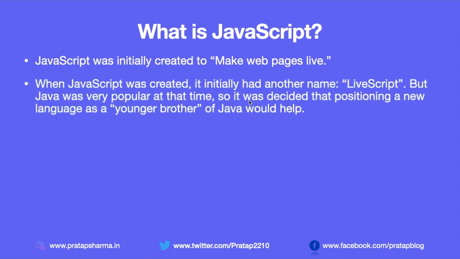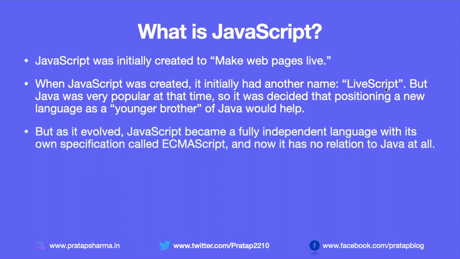Let's understand how JavaScript was initially created. It was known by the name of LiveScript. During that time, Java was very popular, and what they thought was, if we placed Java in front of this script, it may have a popular view. But now JavaScript is independent, and it has its own specification known as ECMAScript. Now it has no relation with Java. Java and JavaScript are completely different languages now.